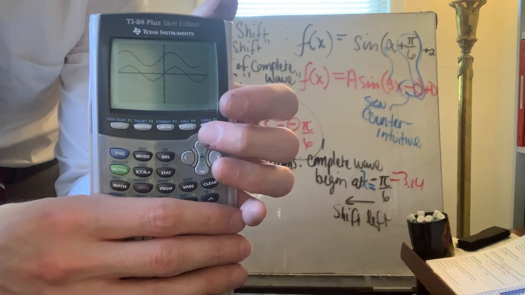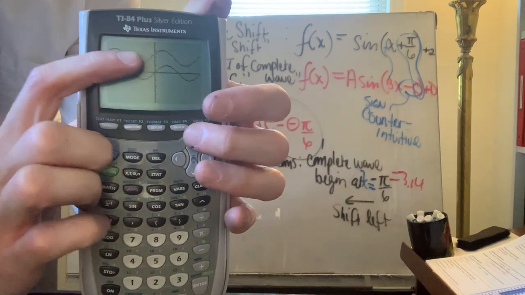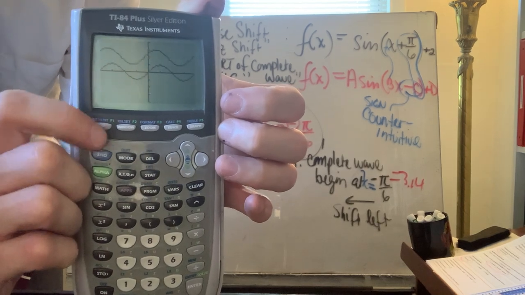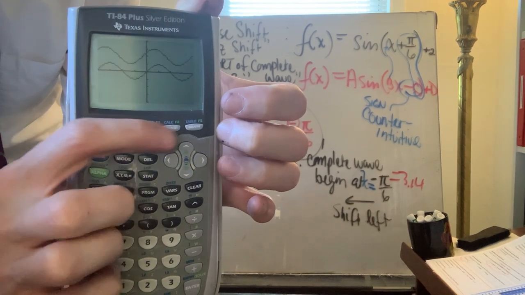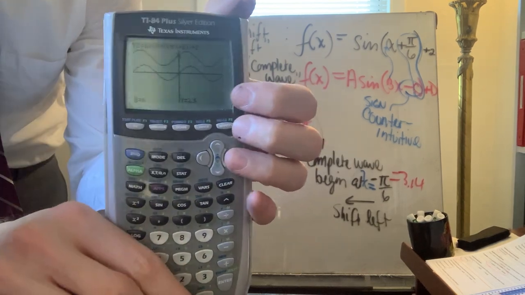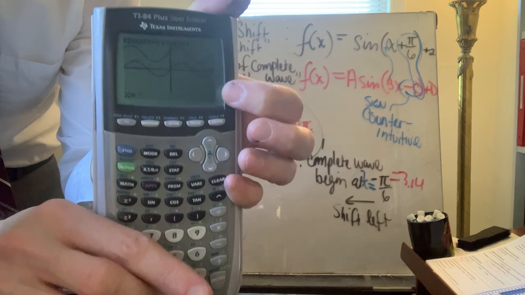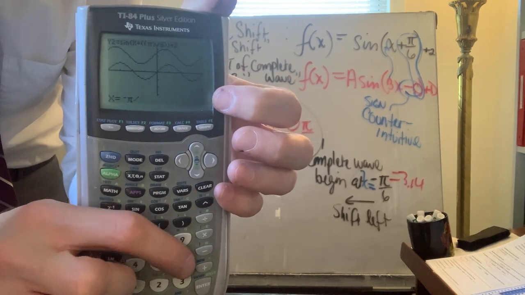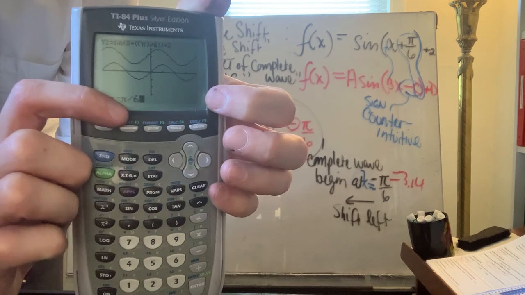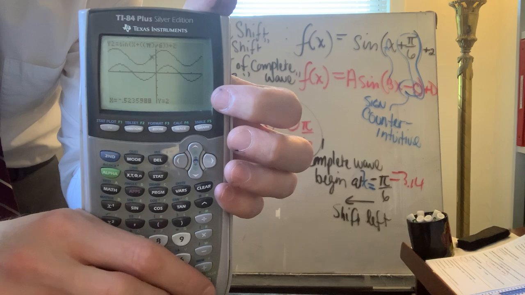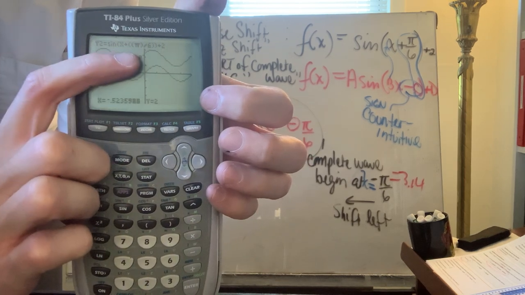Should be 2. All right, trace. Scoot up to that one. Now I'm going to enter again, negative the second pi divided by 6, not the other way around. Now hit enter. Y is 2, as predicted.